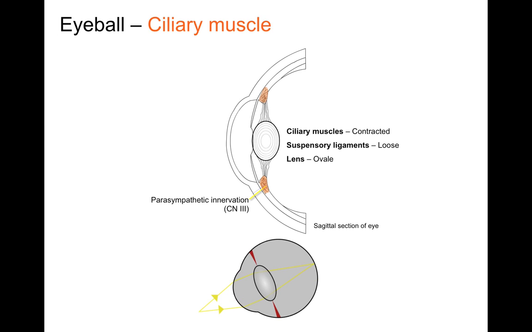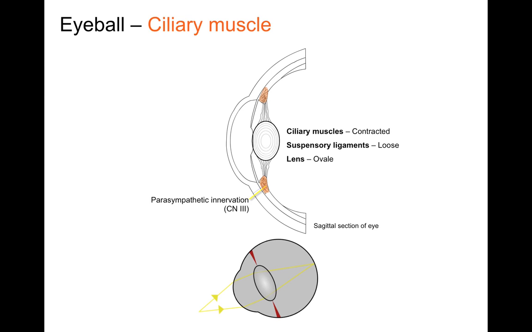Now, if you innervate those ciliary muscles, then they contract, and as they contract, as any sphincter muscle, they'll shorten the diameter between them. This causes the suspensory ligaments to become loose, and the lens goes to its more natural oval shape. This occurs when you look down at your keyboard.